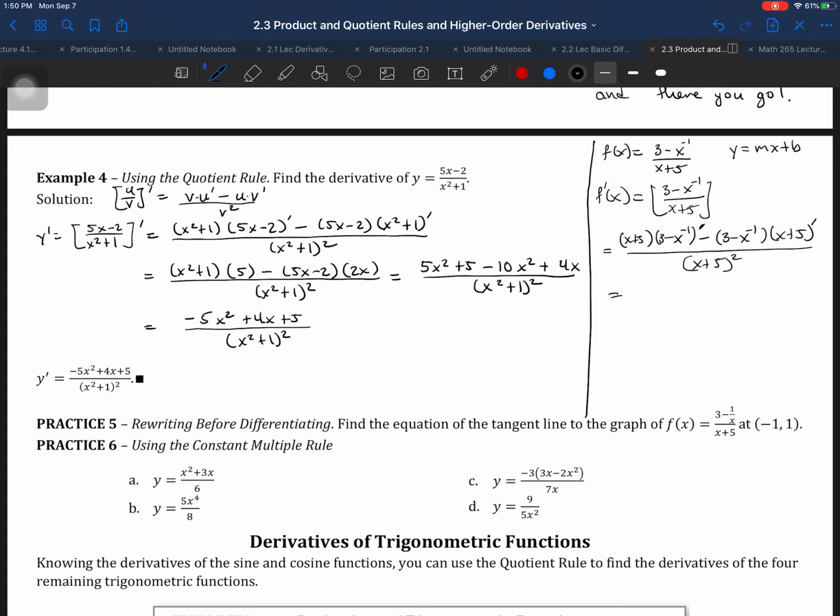Alright, so the derivative continues. This x plus 5 will stay the same. The derivative of this product is going to be bring down the power, so that'll be positive 1 x, and then take away 1 from the power, so that'll be negative 2, minus 3 minus x to the negative 1. The derivative of x plus 1 is going to be 1.